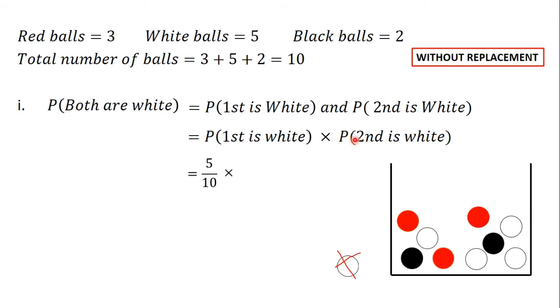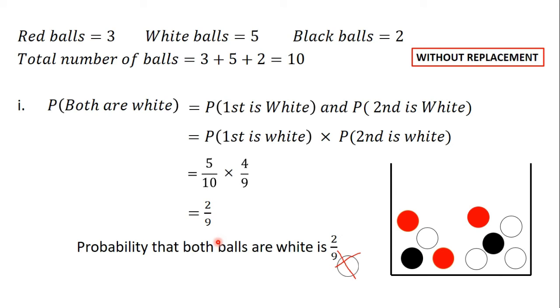So probability that the second is white is 4 divided by 9. This means that probability that both balls are white is equal to probability that the first ball is white, which is 5 divided by 10, times probability that the second ball is white, which is 4 divided by 9. 5 divided by 10 times 4 divided by 9 will give us 2 divided by 9. So we can say that probability that both balls are white is 2 divided by 9.